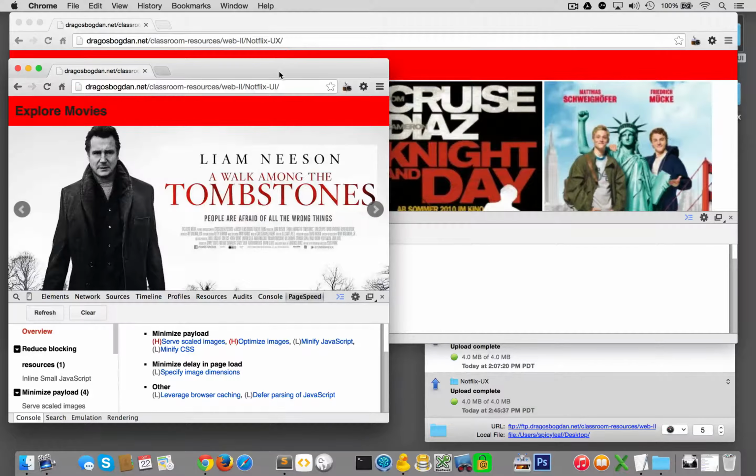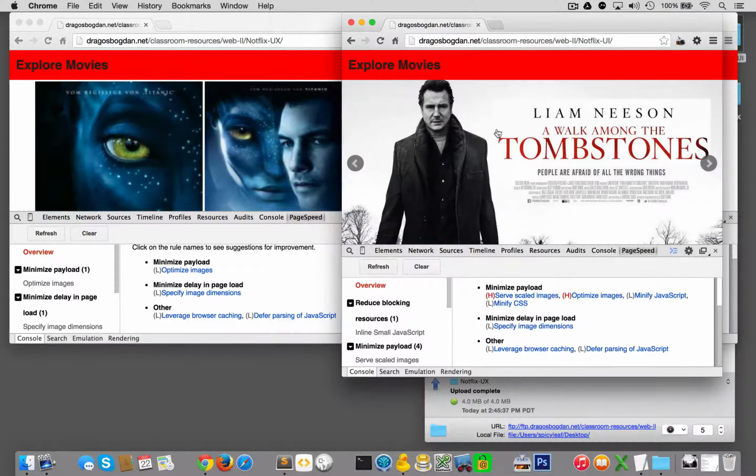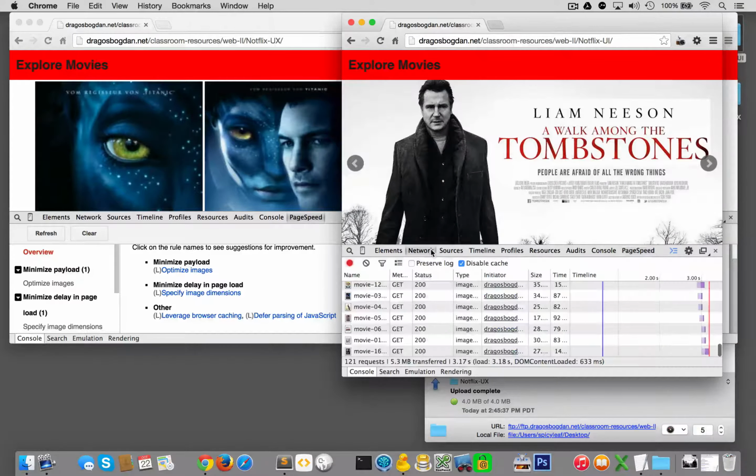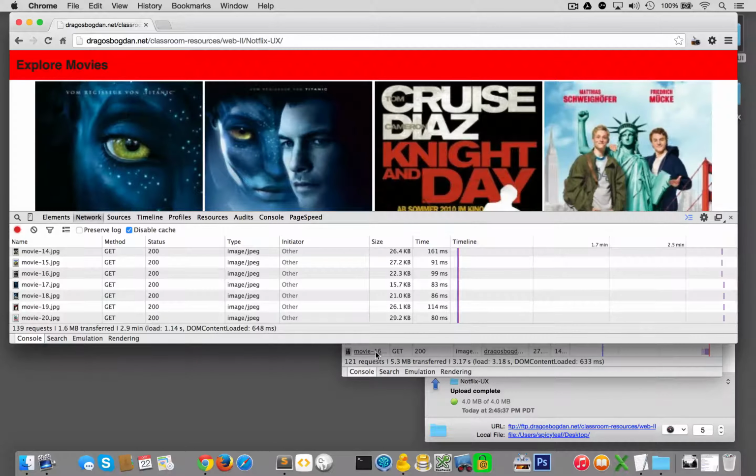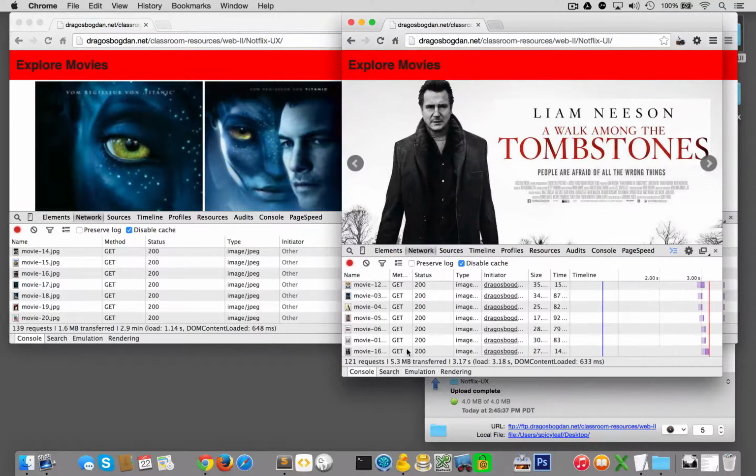But the end result of our optimizations is considerable, and it is worth noting that we improved our page a lot with these techniques.